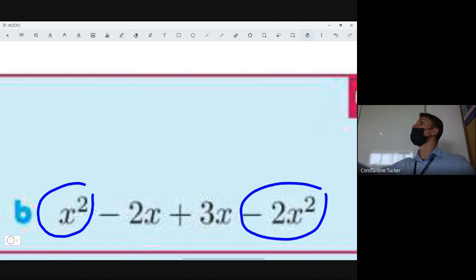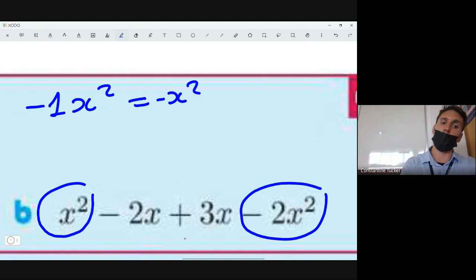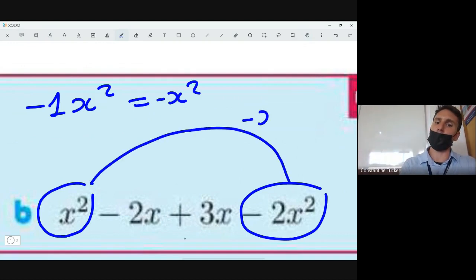What is x squared minus 2x squared? Yes, exactly. Boys, back there. What is x squared minus 2x squared? Minus 1x squared. Exactly. Do we write minus 1x squared? We write minus x squared. So basically those two actually gave us minus x squared. Brilliant.